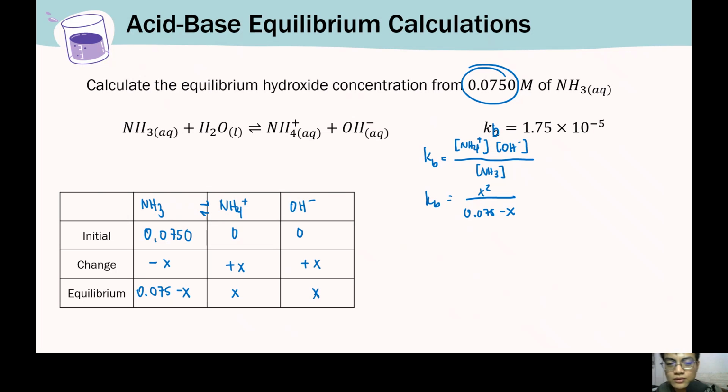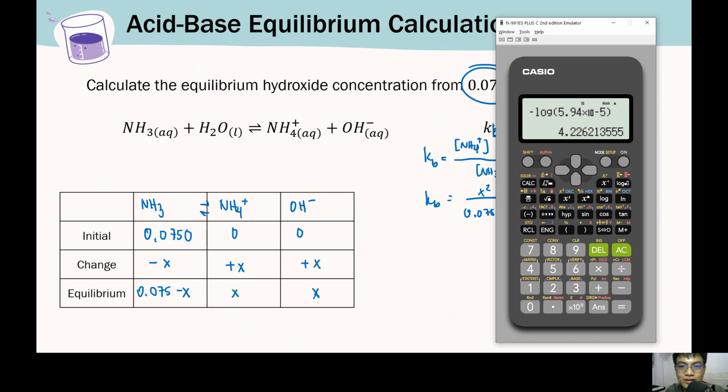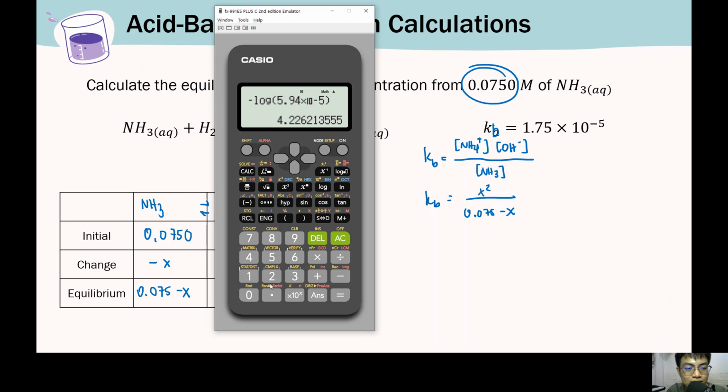Let's check whether we can use the shortcut. Can we use the shortcut? I don't know. So let's type the concentration divided by K. Okay, so the concentration is 0.075, and then the K value is 1.75 times 10 raised to negative 5. Is it greater than 1,000? Let's see. Okay, so it's greater than 1,000. Lucky for us, no? Because if it is greater than 1,000, then you can use the shortcut.